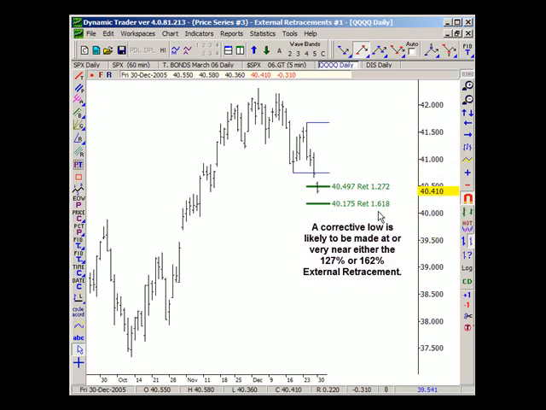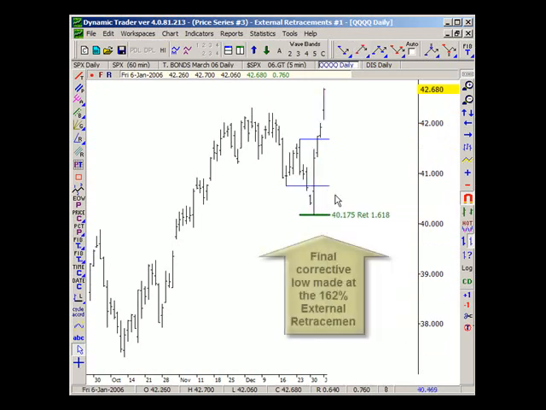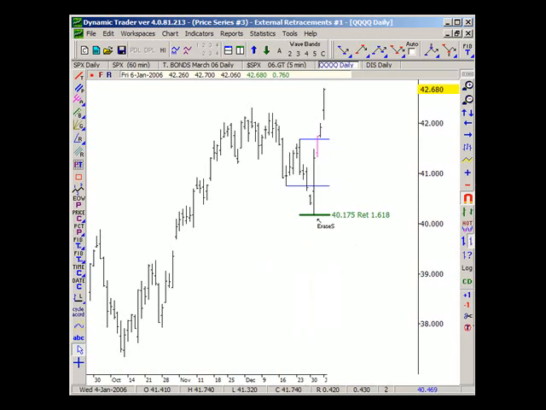So let's add some bars on. Huge wide range reversal day as of that bar right at the 162 external retracement, and the market went on to make a new high. So the final corrective low was made almost to the tick of the 162% external retracement of this last rally. So those are a couple of the situations for corrective lows. Now let me show you a couple situations where the external retracements are particularly applicable to the final higher low of a trend, otherwise the last swing of a trend.